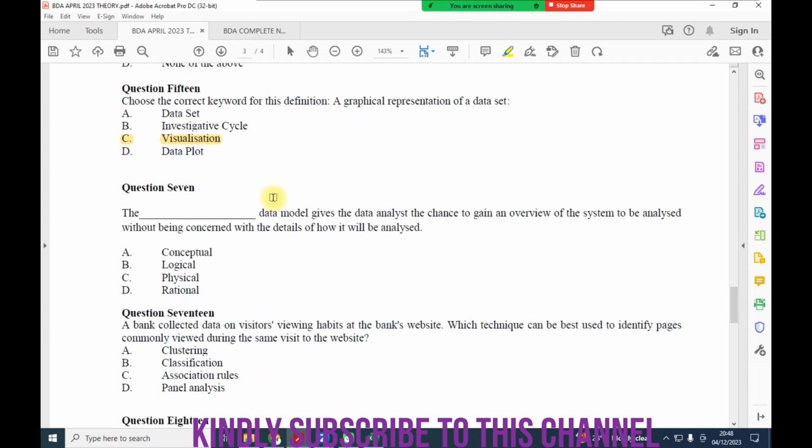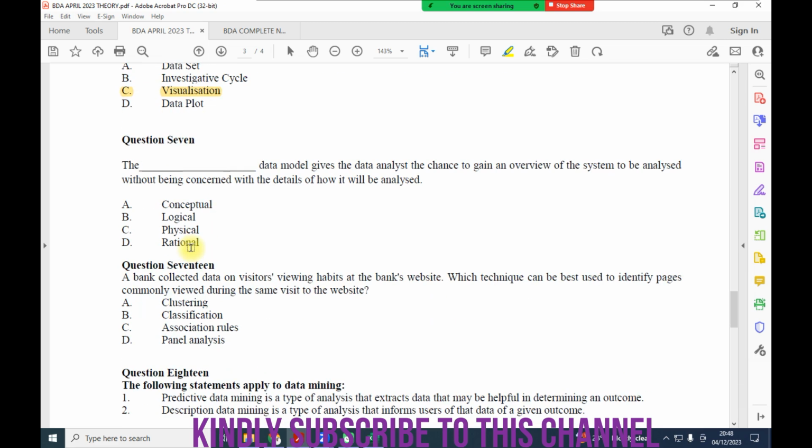Then this one should be question number 16. I think they had an error in writing. Question number 16: The dash data model gives the data analyst the chance to gain an overview of the system to be analyzed without being concerned with the details of how it will be analyzed. Again, another question on data models. So remember here, it gives the data analyst the chance to gain an overview. It's just an overview of the system to be analyzed without being concerned with the details of how it will be analyzed.